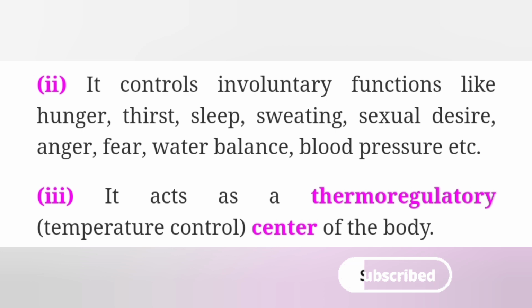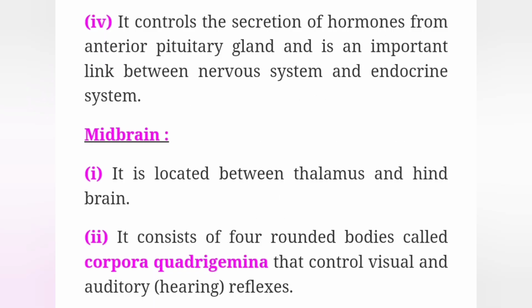Then third point, it acts as a thermoregulatory temperature control center of the body. Fourth point, it controls the secretion of hormones from the anterior pituitary gland and is an important link between the nervous system and endocrine system. Then midbrain, it is located between thalamus and hindbrain. Second point, it consists of four rounded bodies called corpora quadrigemina that control visual and auditory reflexes.